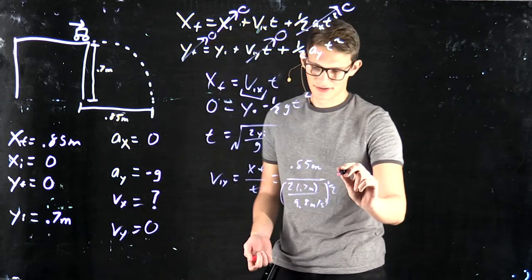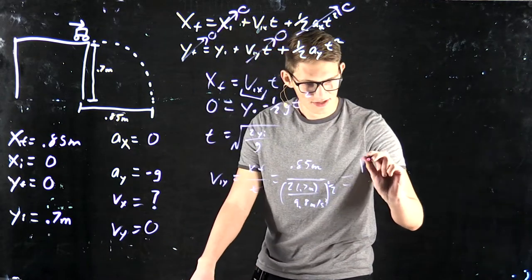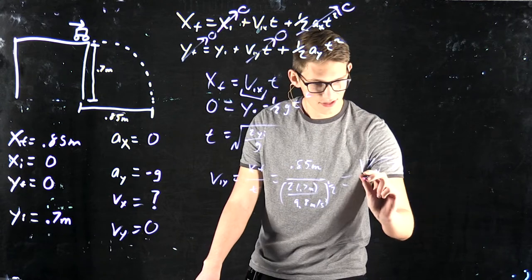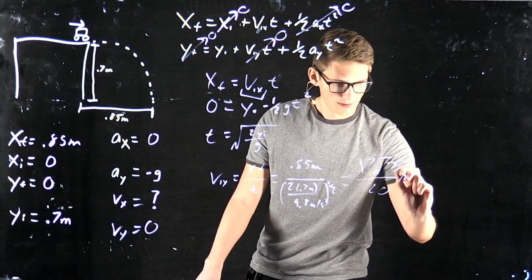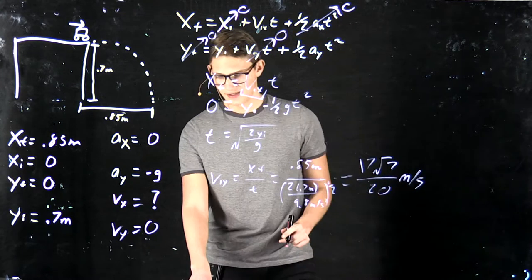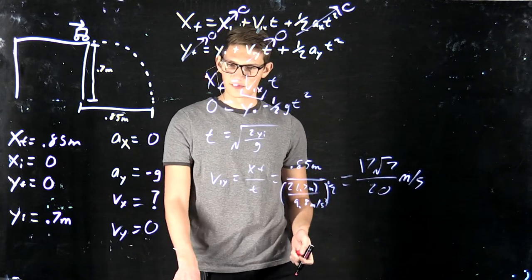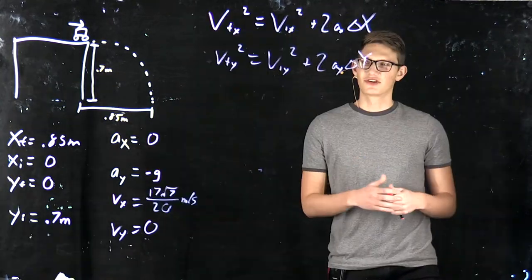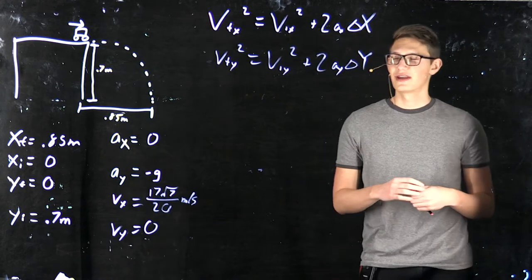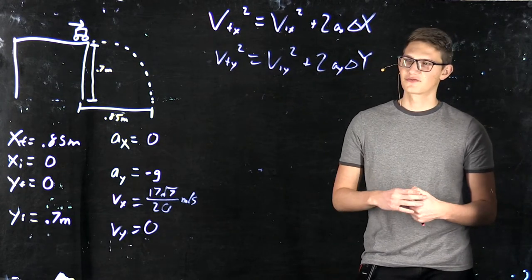Solving this out with a calculator, we get a final answer of 17 square root of 7 over 20 meters per second. And that is the first half of the problem, the initial velocity. For the rest of the video, the audio cut out, so I'll be doing a voiceover.